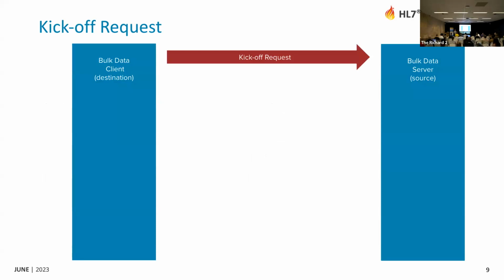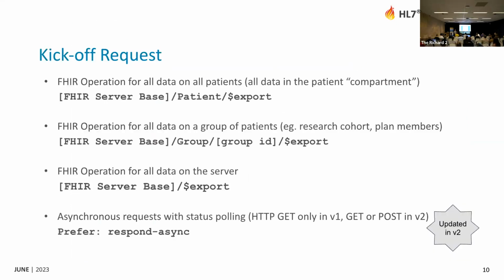And so a bulk data request starts with a kickoff request. There's 3 types of requests that are supported currently in the bulk data API. The first is a patient level export. By default this will export all the data in the patient compartment in a FHIR server, and so all data on all patients in a FHIR server, although there's some filters that we'll get to in just a sec.